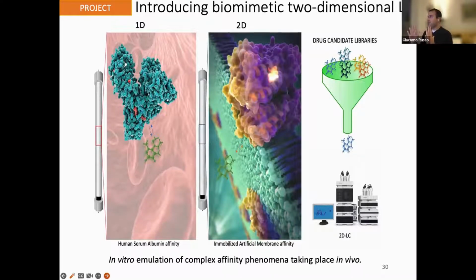But then we wanted to study these two phenomena in the same analytical platform. And actually, two-dimensional liquid chromatography seemed to us the way to go. So we decided to use, in the first dimension, human serum albumin, okay? So this is a commercially available column by Daicel. And in the second dimension, an IAM column. We wanted to develop a platform that could provide usefulness in screening drug candidate libraries according to their potential to cross, in this case, the human intestine. Okay.